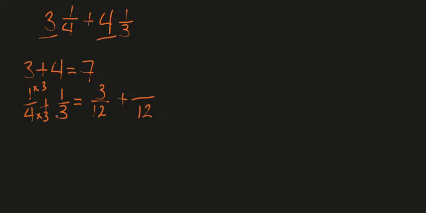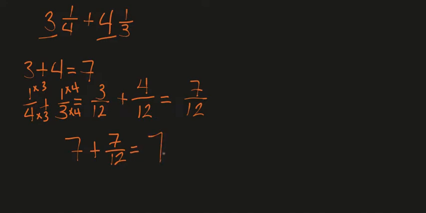For 1 over 3, we need to think about how 3 becomes 12. We get from 3 to 12 by multiplying by 4. And what we do to the bottom, we also do to the top. 1 over 3 becomes 4 over 12. And once we have the denominators the same, we can add the numerators. 3 plus 4 is 7 over 12. We get the sum of the whole numbers, which is 7. And we add that to the sum of the fractions, which will be 7 over 12. And this will be 7 and 7 over 12.